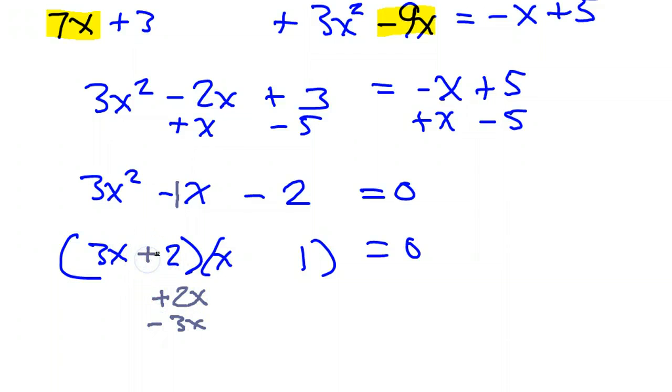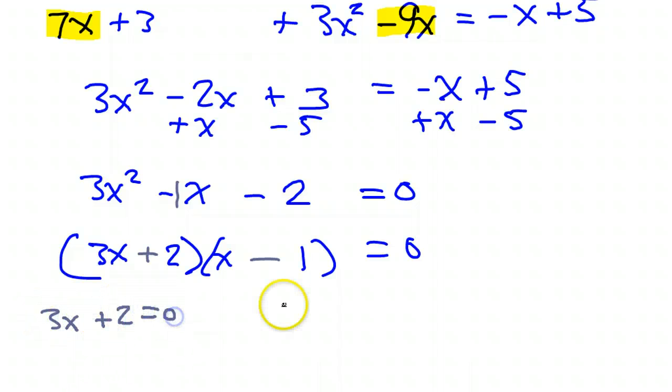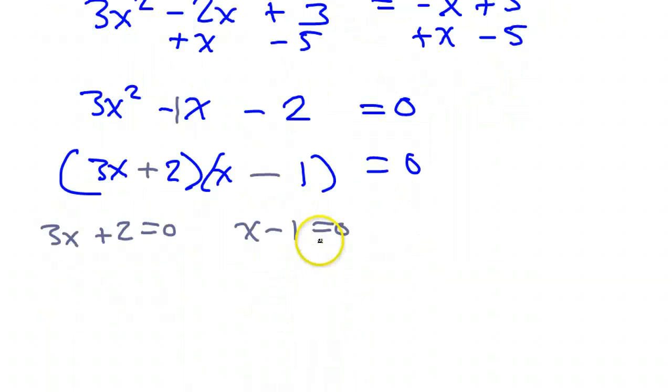So there's my positive 2, and this will make negative 3. I also have to make sure I'm getting negative 2. Positive times a negative is a negative, so that's cool. So we factored it correctly. To find the solutions, I will go ahead and set these factors equal to 0. So 3x plus 2 is equal to 0. X minus 1 is equal to 0.